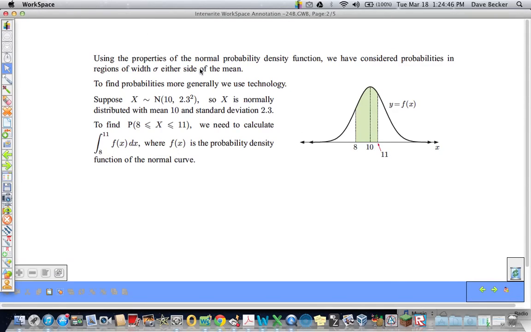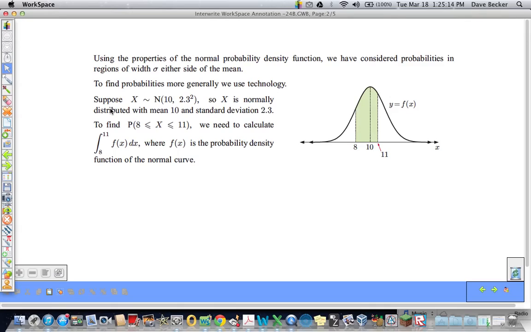Okay, so using the properties of the normal probability density function, we have considered probabilities in regions of width sigma to either side of the mean. And what we found was that we can find the probability of a random variable x by finding the area under the curve, which is finding the integral under said curve.